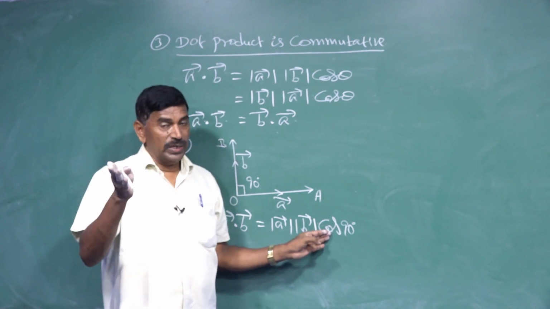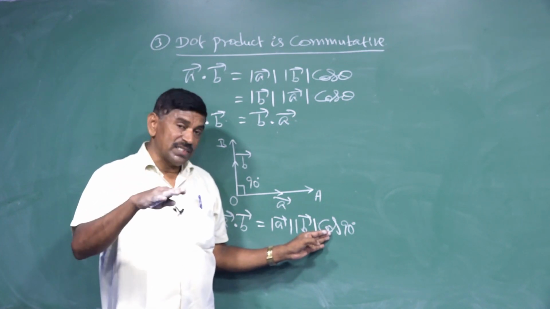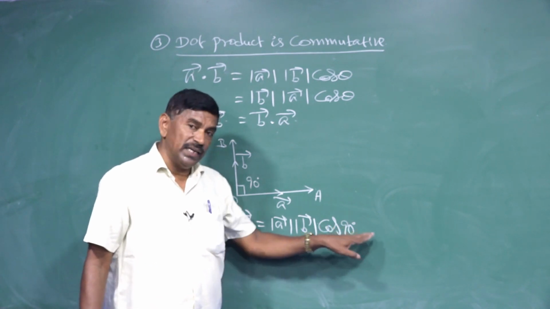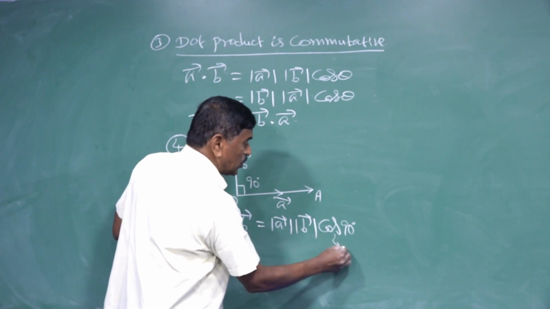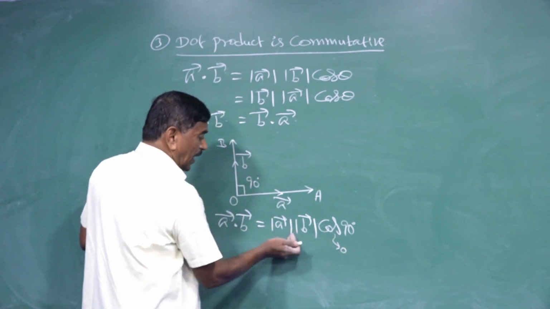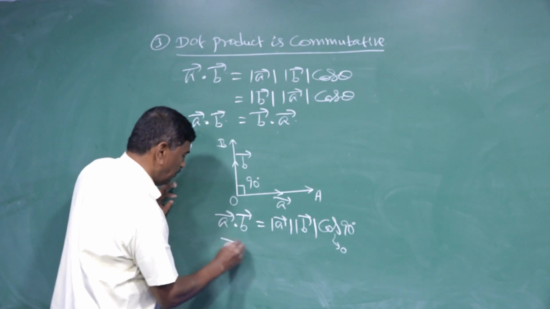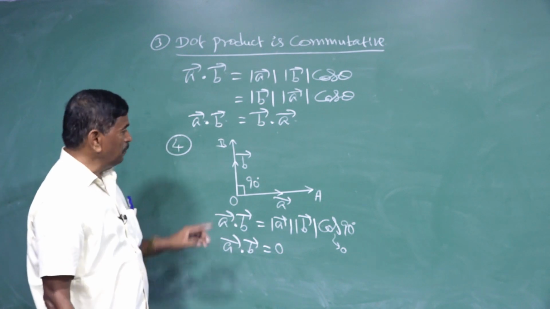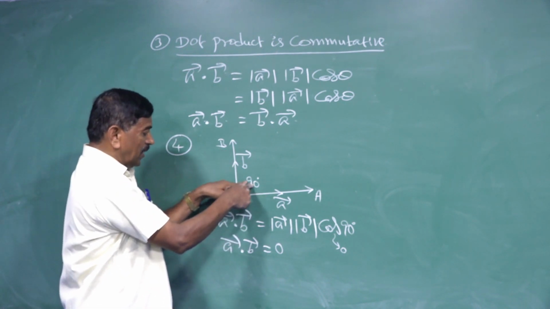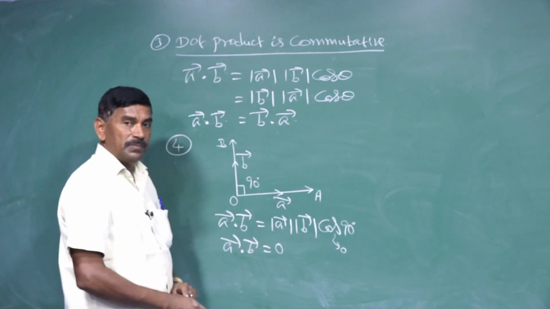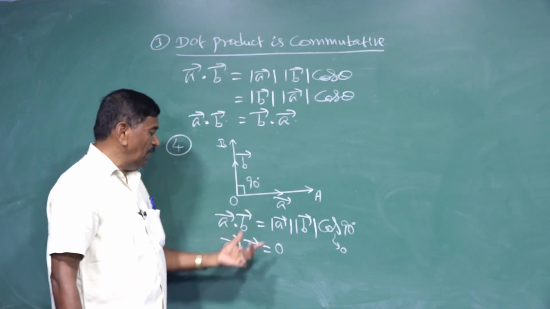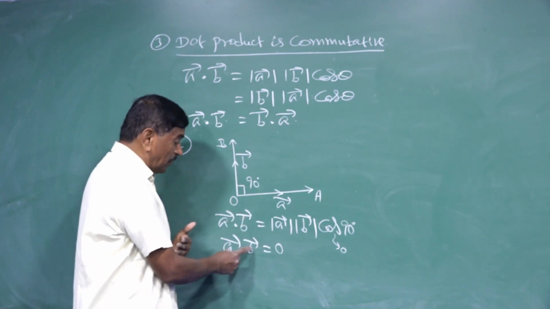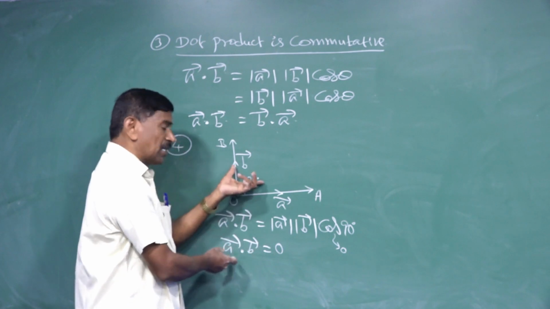Because cos 0 is 1. Sorry, cos 0 is 1, cos 90 is 0. So cos 90 is 0, and 0 into anything is equal to 0. So that is why A vector dot B vector is equal to 0. Listen carefully. If the two vectors are perpendicular, then their dot product is equal to 0. Conversely, if the dot product of two vectors is equal to 0, then the two vectors are perpendicular.